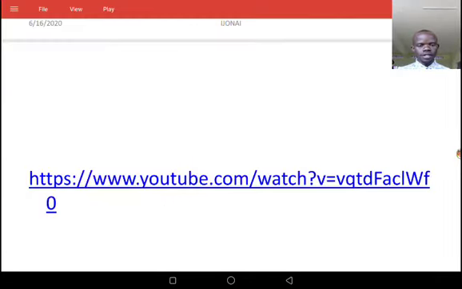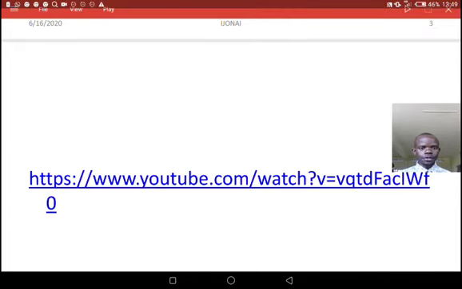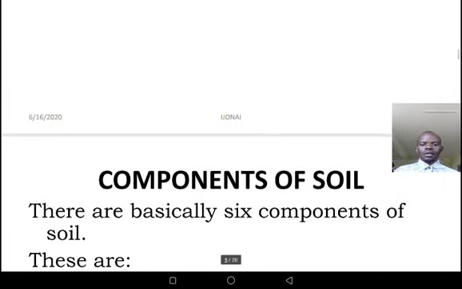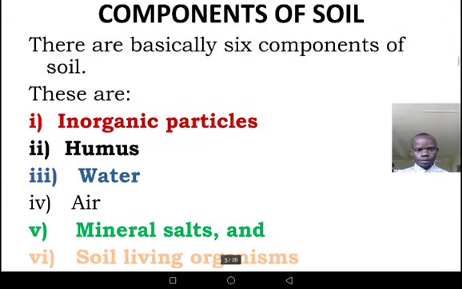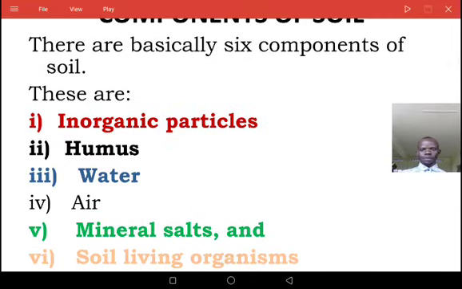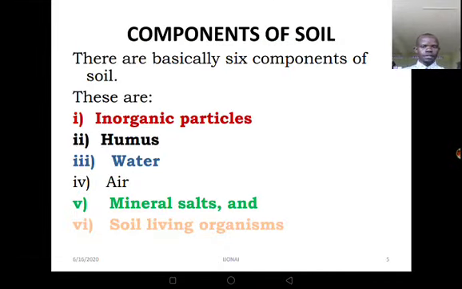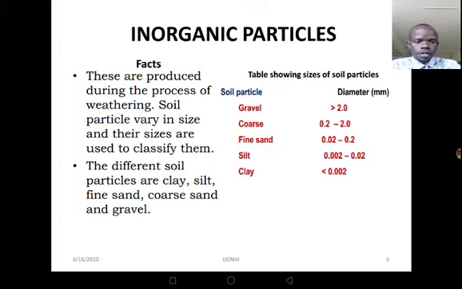Now, when you look at that video, it has been talking about the different soil layers, like you had. Now, I'm just going to continue from where I stopped. Now, we are going to components of soil. There are basically 6 components of soil, and these include the inorganic particles, humus, water, air, mineral salts, and soil living organisms. We are going to begin by talking about the inorganic particles.